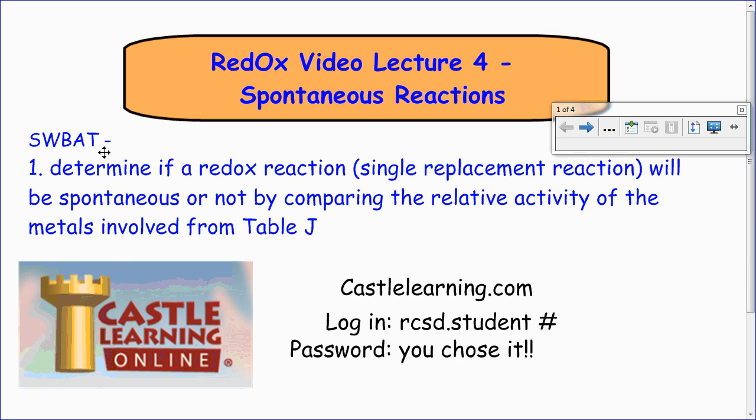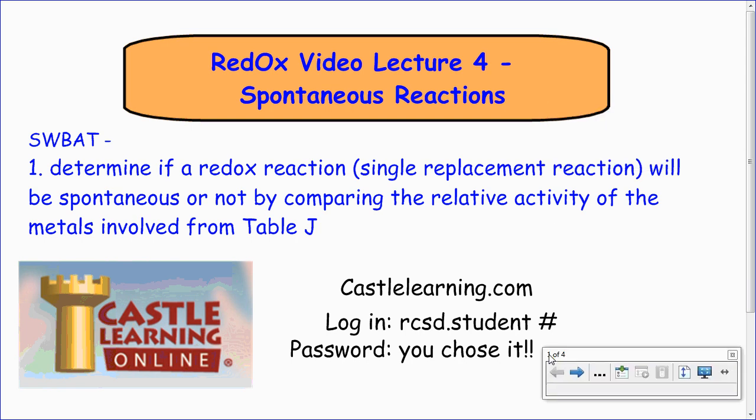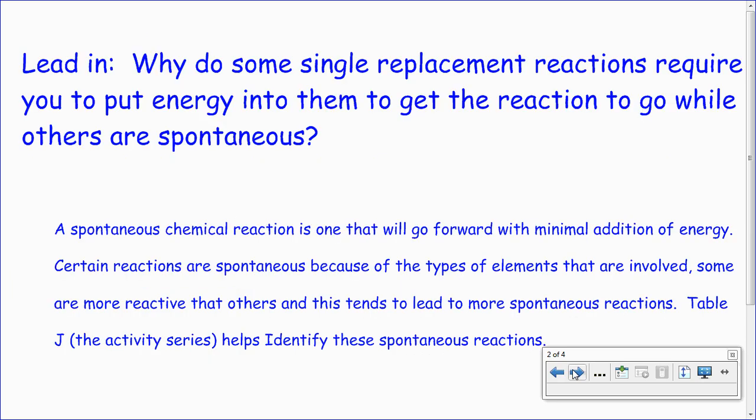I've got to make up for that really long lecture in video note 3 on half reactions. So I've got one that's going to take about 3 minutes: spontaneous reactions. You're going to know how to use table J to tell if a reaction is going to happen spontaneously or not. And I guess the hardest part in this lecture is, what does spontaneous mean?